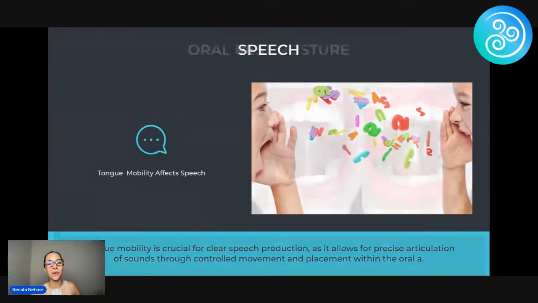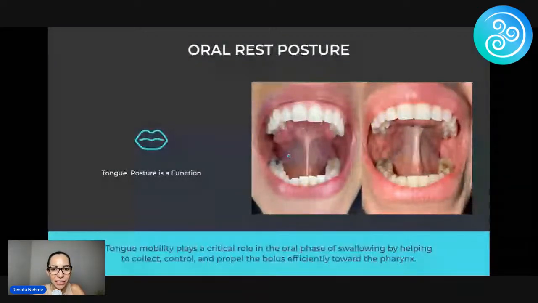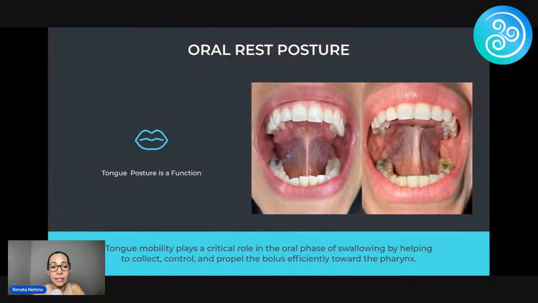What else? Oral rest posture is a function. So that's talking about tongue mobility over there, but tongue posture is a function. The way that your tongue fits inside your mouth during rest is a function of your tongue. Over there, you guys are seeing 2 photos of me. The first one is before my tongue tie release. Look how much I can suction and open with a tongue tie. It wasn't bad.